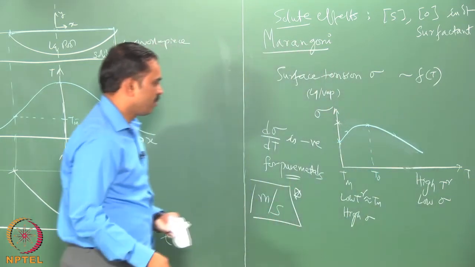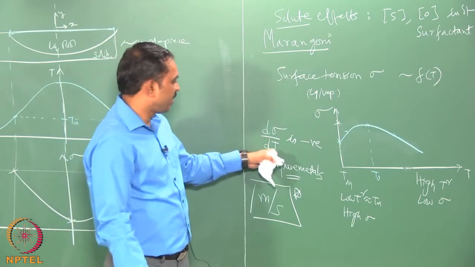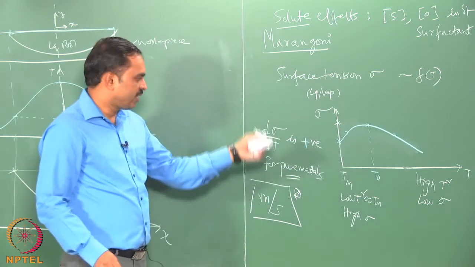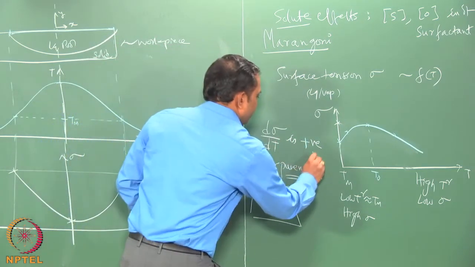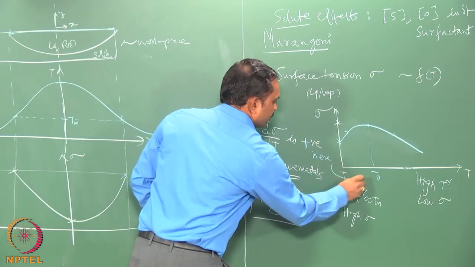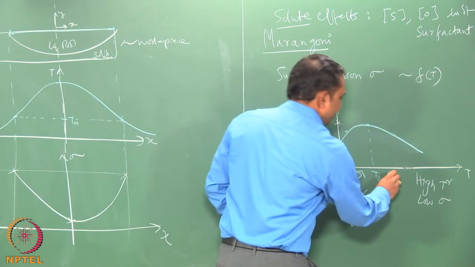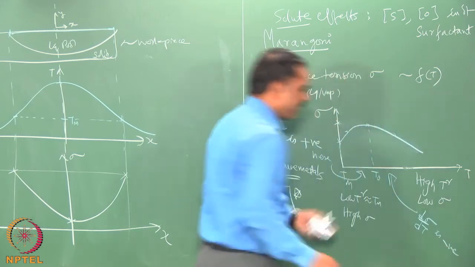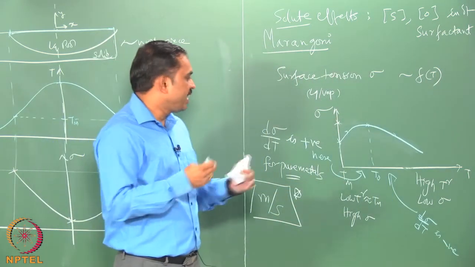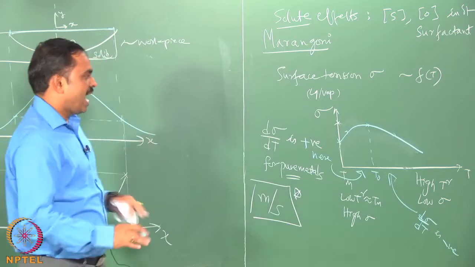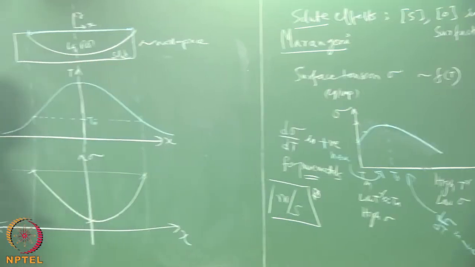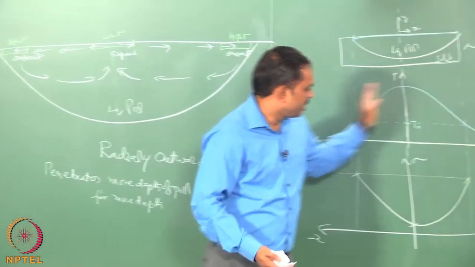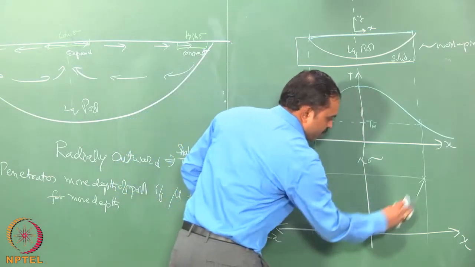Some T naught beyond which it goes up. So, which means that the surface tension coefficient of temperature is not always negative. It is actually positive at low temperatures, and negative at very high temperatures. So, in other words, the sign of the surface tension coefficient is going to change, and if that changes, then our argument that we were discussing here is also going to change, because the temperature is changing. So, this plot is going to be modified.